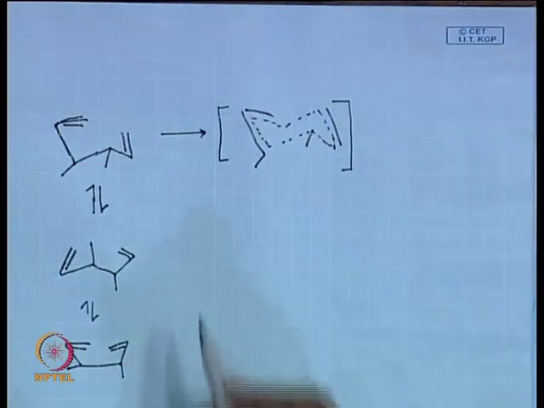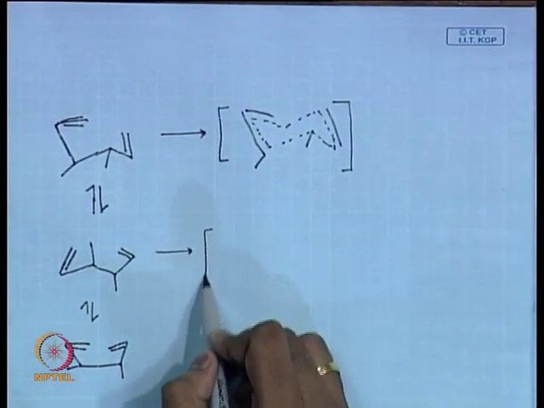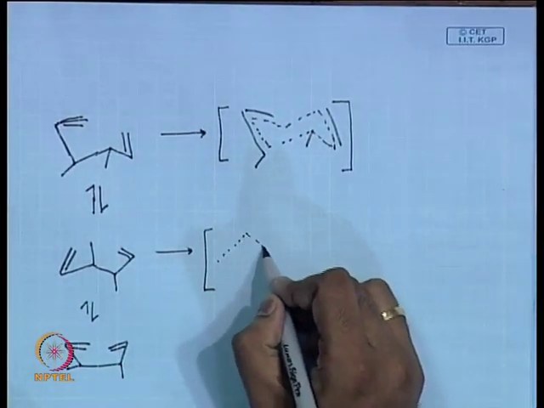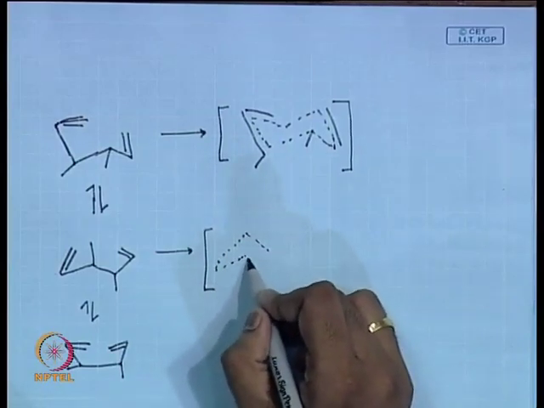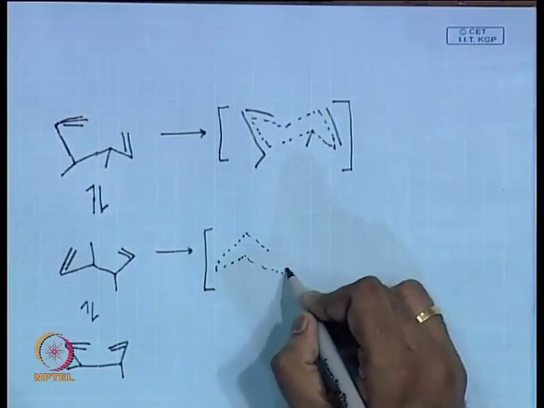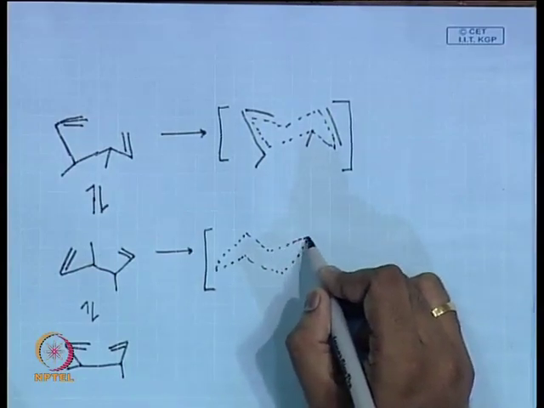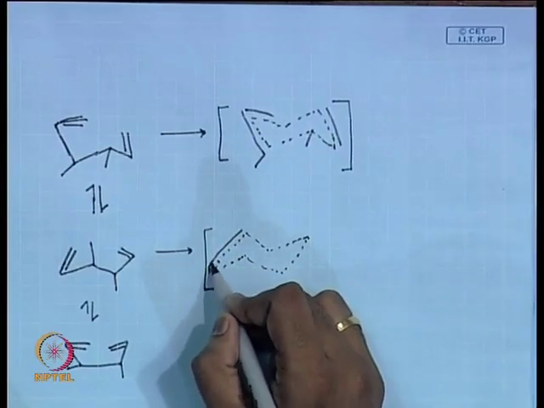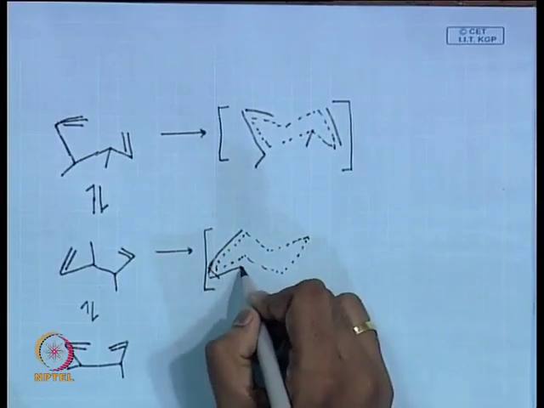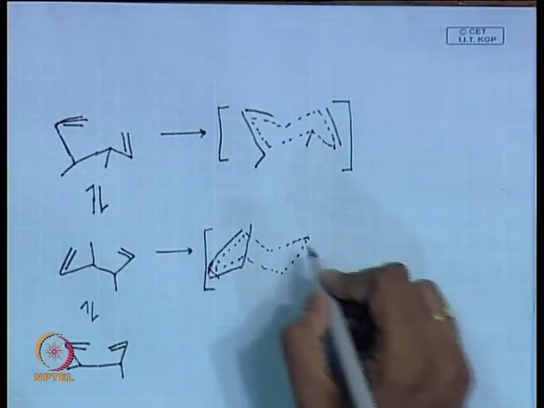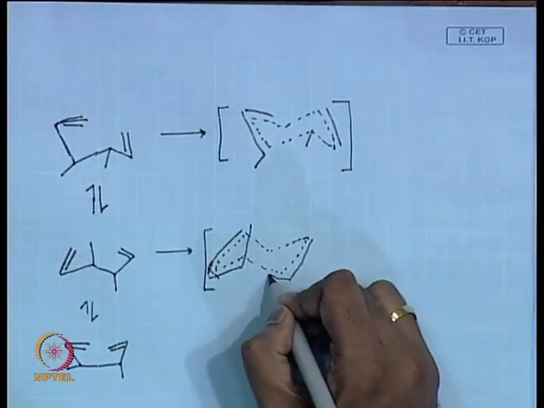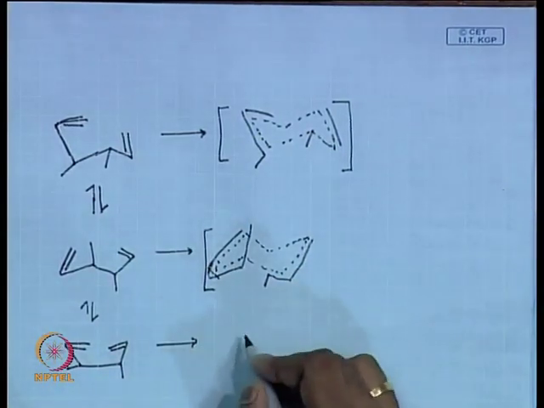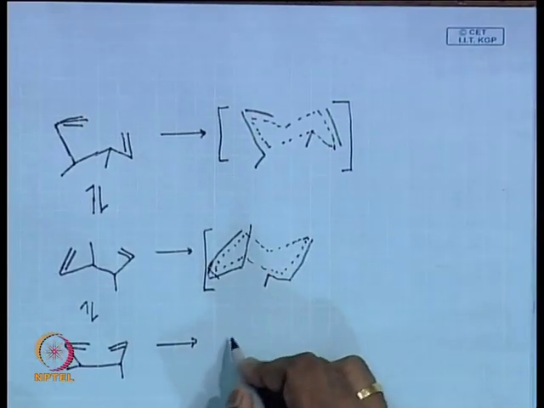I can write it for this. This also I can write as a nice 6-membered transition state. I can also write it for this, but this will be more like a boat.